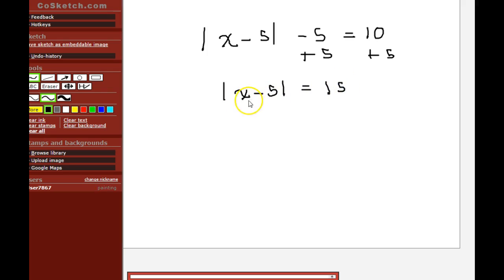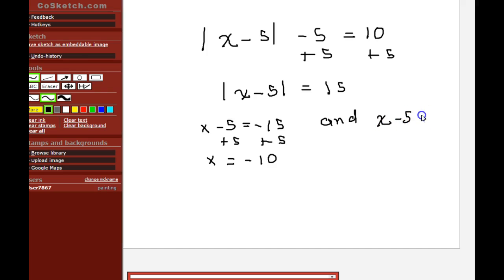So either the inside of the absolute value sign is negative 15 or positive 15. So x minus 5, we'll let it equal negative 15. Add 5 to both sides. So x is equal to negative 10. And the other solution is when we let x minus 5 equal positive 15, add 5 to both sides, and x is equal to 20.